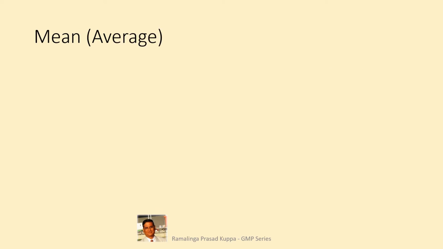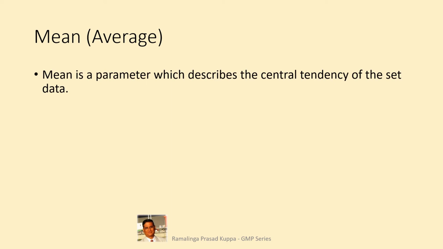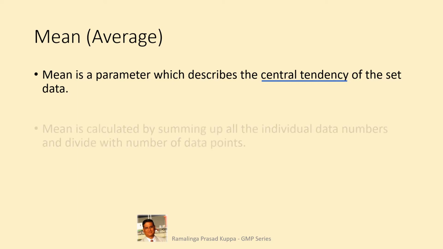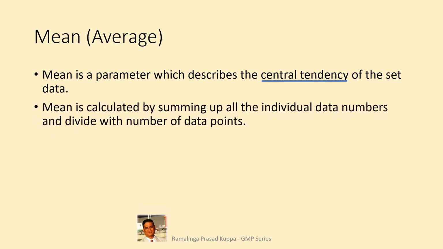Mean or average. Mean is a parameter which describes the central tendency of the set data. It is a simple calculation. It shows what is the central value of the process data. Mean is calculated by summing up all the individual data numbers and dividing by the number of data points. The formula is x bar is equal to summation of individual numbers divided by the total number of data points.